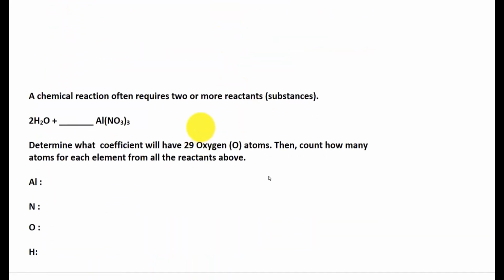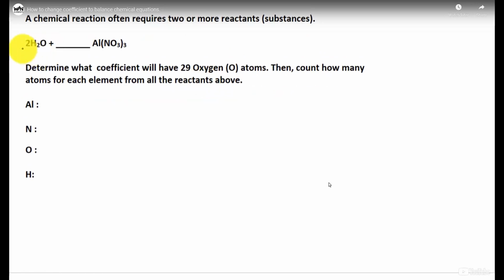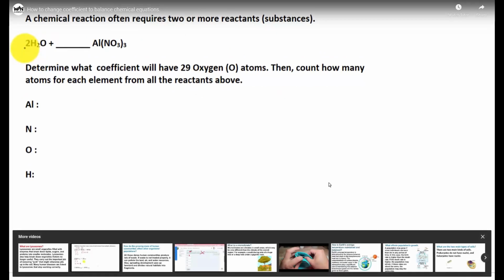Now let's try another problem together. This case is more complicated. The same thing, 2 reactants. All right, let's see if we can do this without watching the video. So what element do we focus on? Which element? How many oxygen do we need to have? 29. So we're not going to tackle the one with no coefficient, right?